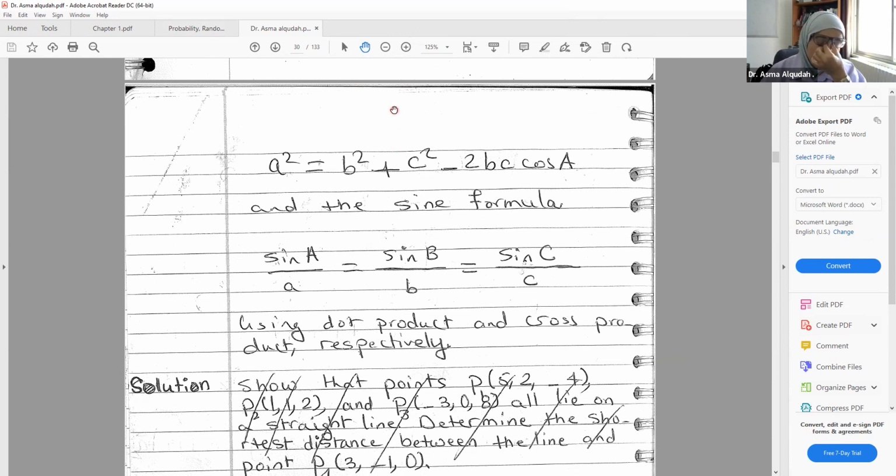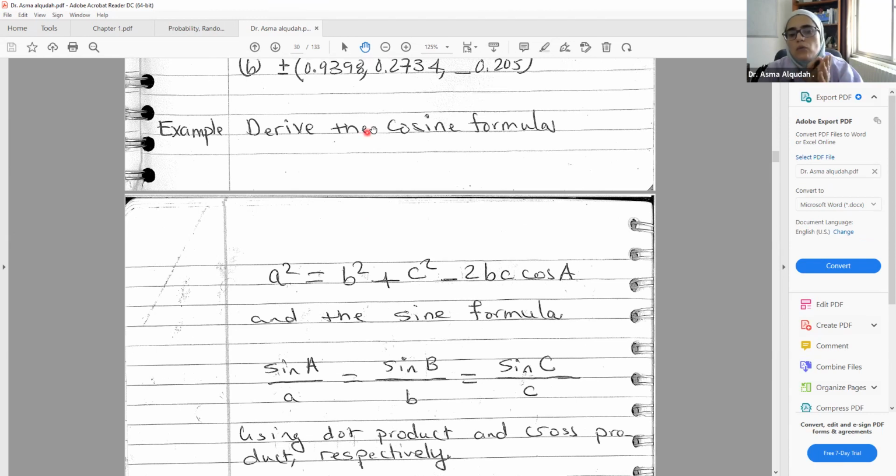Okay, we have this example here. I would stop at this point and we will do this example in the class, inshallah, on Monday.